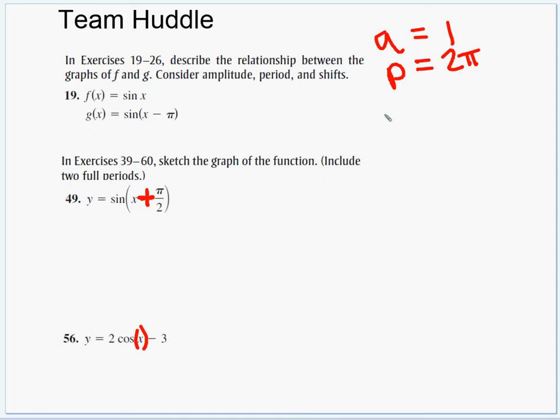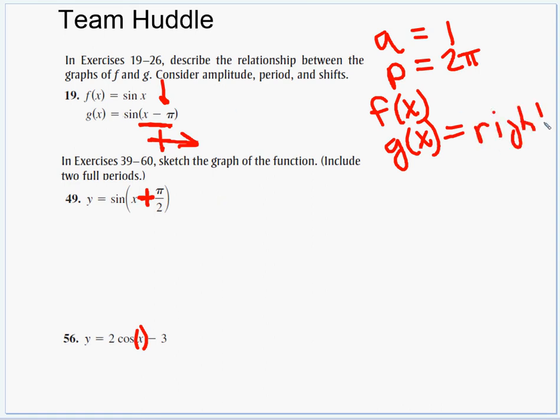F of x is unshifted, hasn't been moved any direction, but g of x has been shifted. We would usually start at 0. If we set that equal to 0 and add pi, you'll get 1 pi. Or remember that minus tells us we're going to shift to the right pi units. So g of x is going to go right pi units.